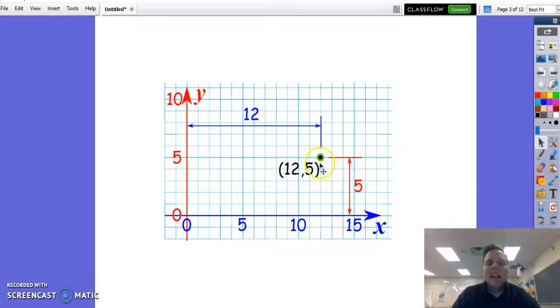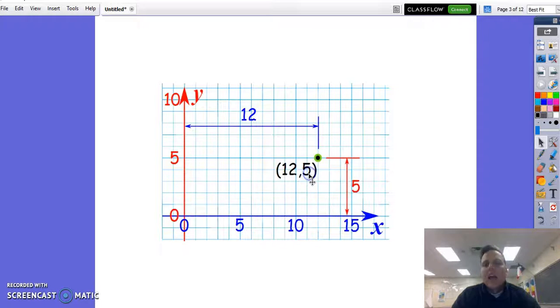Well, we see here that I've plotted the point 12 comma 5. And we know that 12 is the horizontal distance. That's what x stands for. It is how far it takes me horizontally to get where I want to go. So in this case, it took 12. And 5 is the vertical distance it took me. So I went horizontally 12, and then I went vertically 5. So it's the point 12 comma 5. That is what a Cartesian point is.